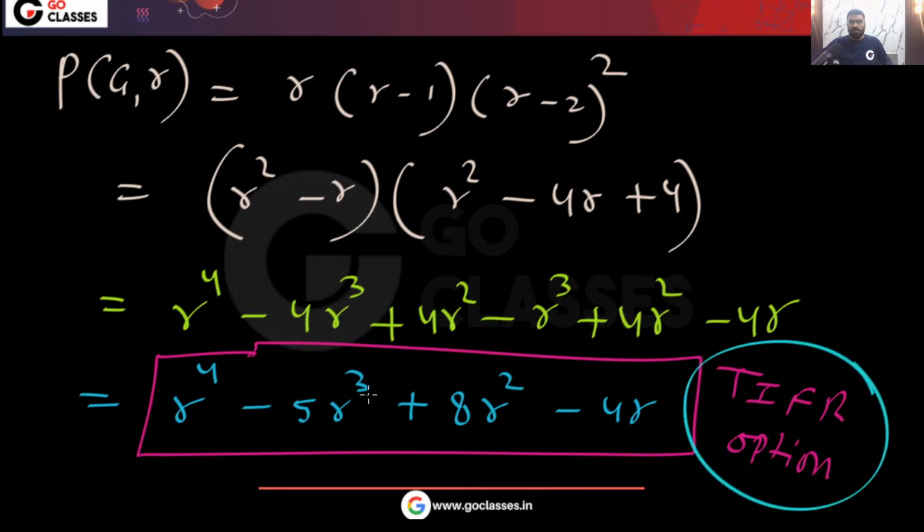Is this clear? So you can see R power 4, and minus 5R power 3, and 8R square, and minus 4R, right? So I hope you understood. That's it. This complete analysis, is this clear?